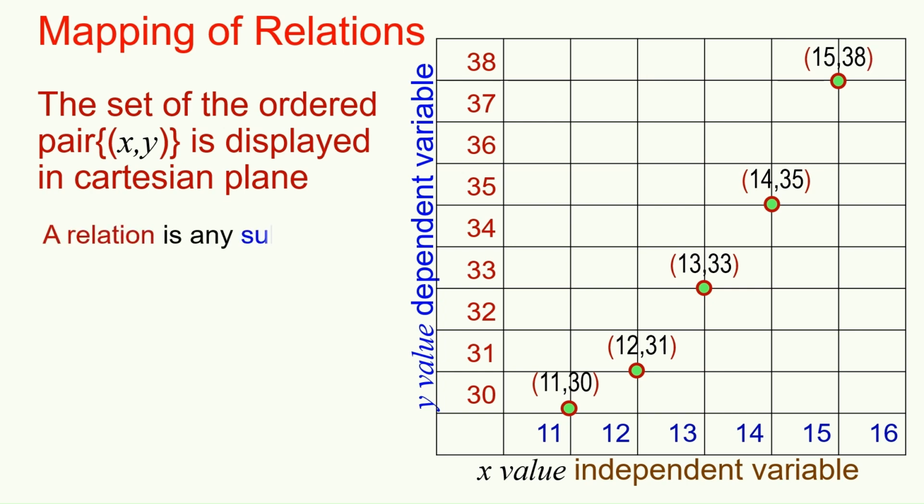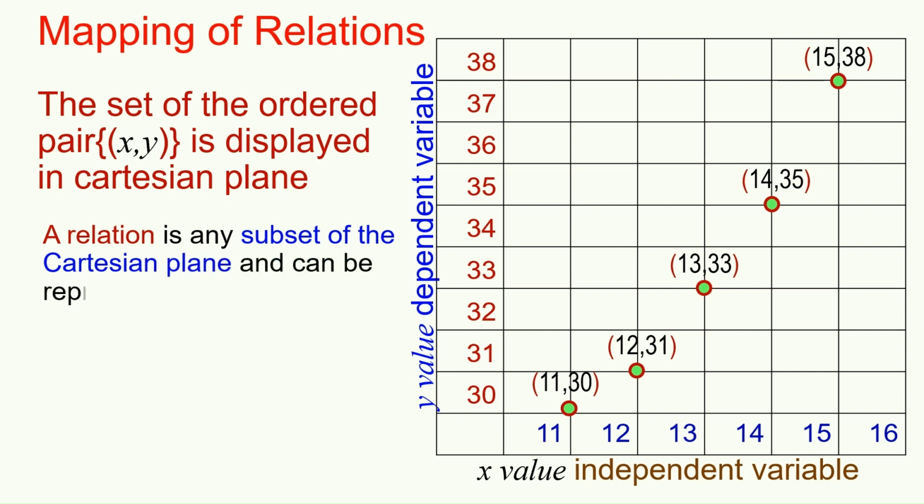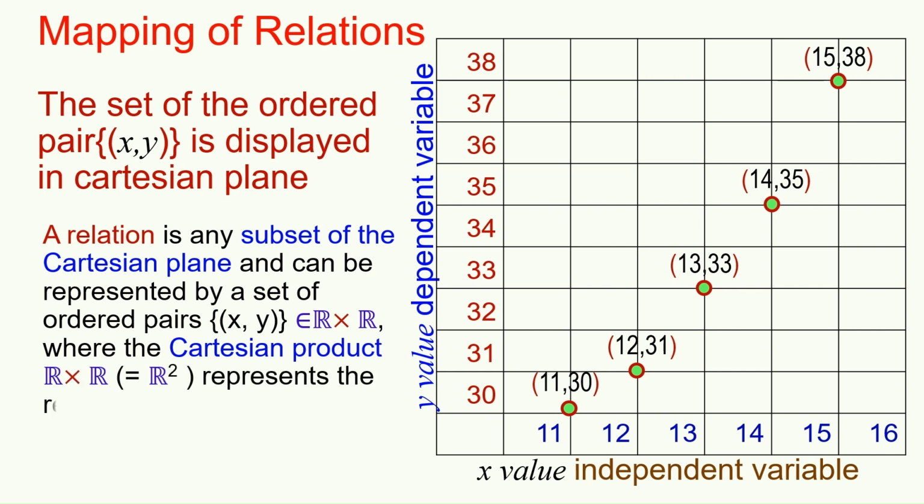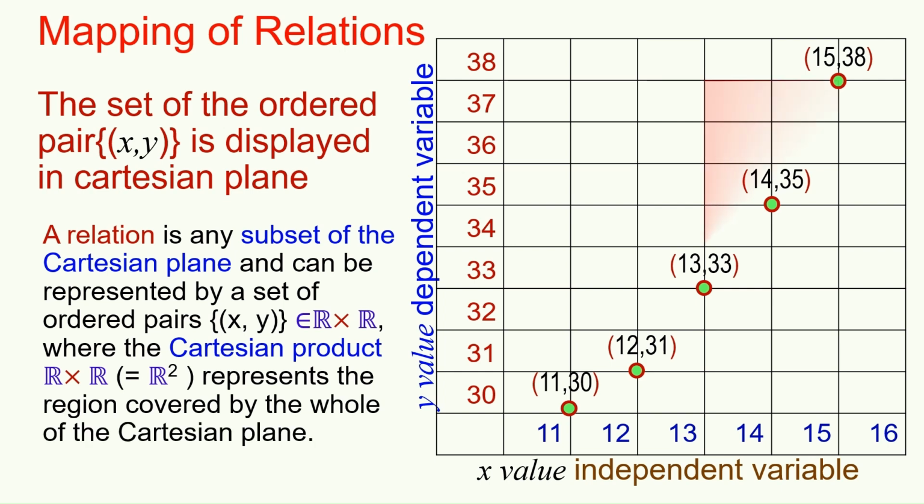A relation is any subset of the Cartesian plane and can be represented by a set of ordered pairs (x, y), element of the set of real numbers times the set of real numbers, where the Cartesian product R times R equals R squared, which represents the region covered by the whole of the Cartesian plane.